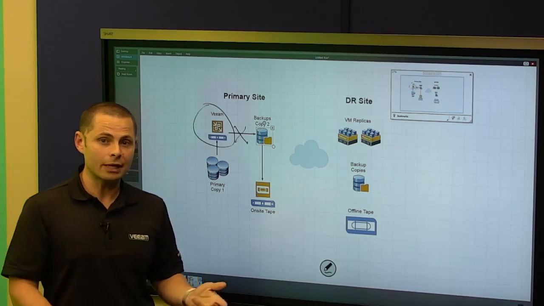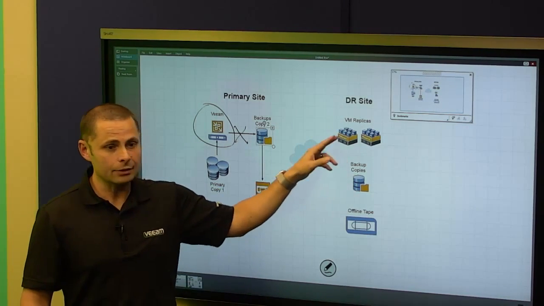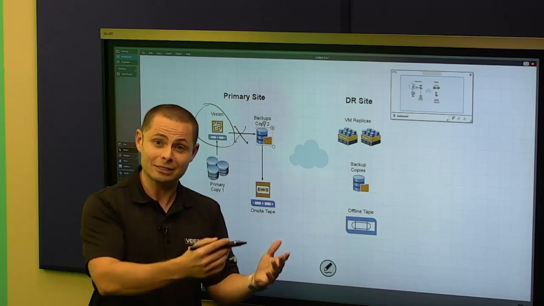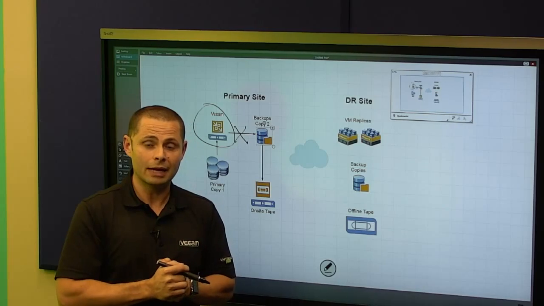If you don't have a DR location today, Veeam has Cloud Connect replication built into it, so you could buy the infrastructure, or excuse me, license the infrastructure from a service provider to be able to have that capability.